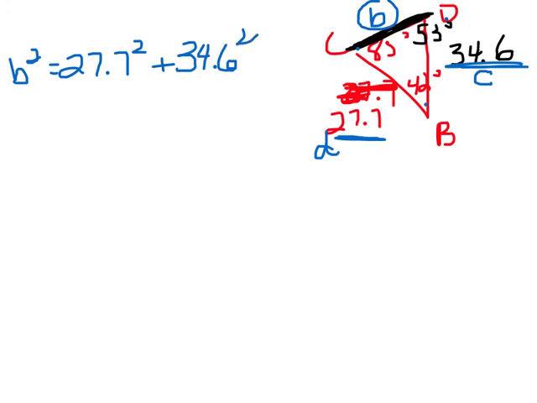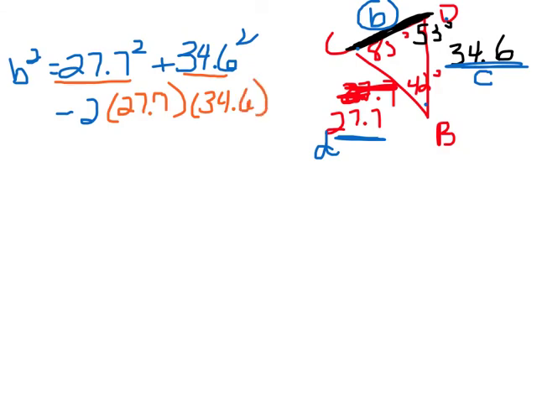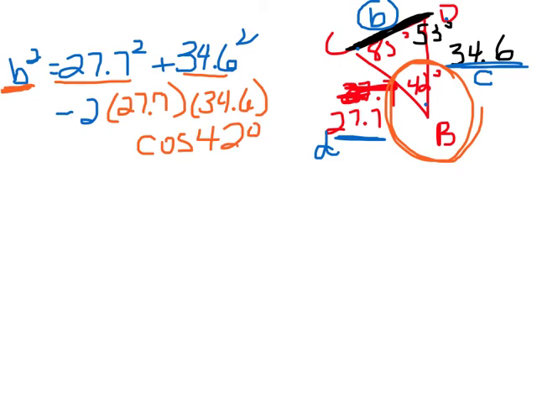You're going to then subtract 2 times those two sides. So it's 2 times this number and this number before it got squared. And then you take the cosine of the angle across from the side you're trying to find. So it's going to be the cosine of angle B. What was angle B? Right here, right? 42 degrees. That's what I'm going to put in the calculator.